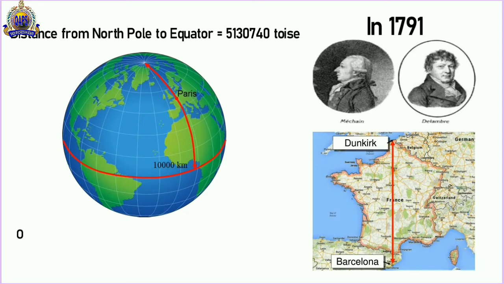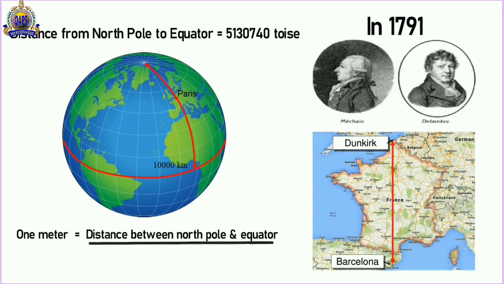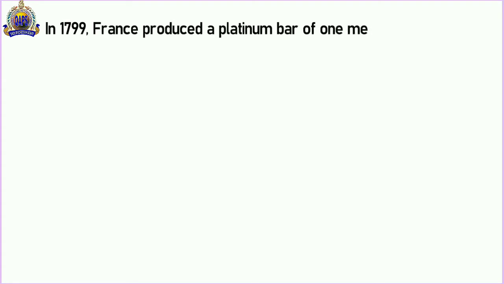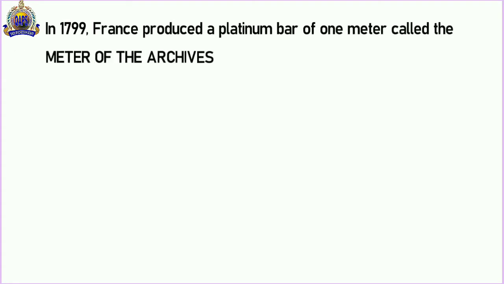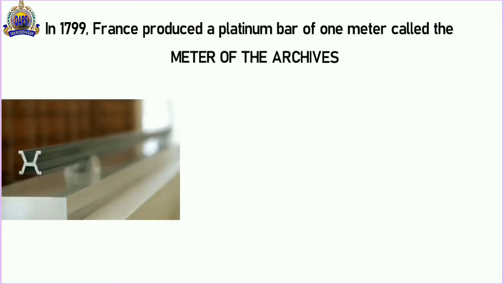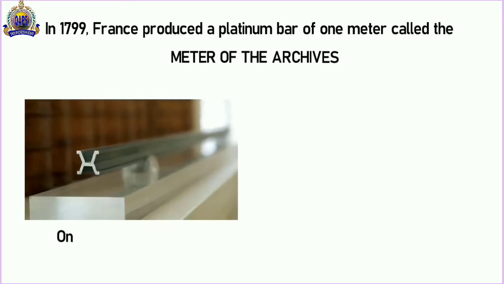Then in 1791 the distance was covered from Dunkirk to Barcelona, and this was divided again by 10 million, and the resulting distance from the North Pole to the equator divided by 10 million was called 1 meter. In 1799 France produced a platinum bar. This was a 1 meter platinum bar, and it was called the meter of the archives.